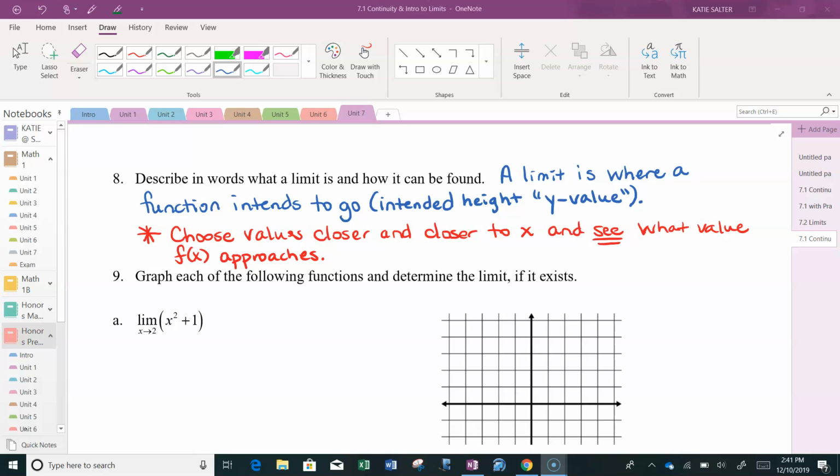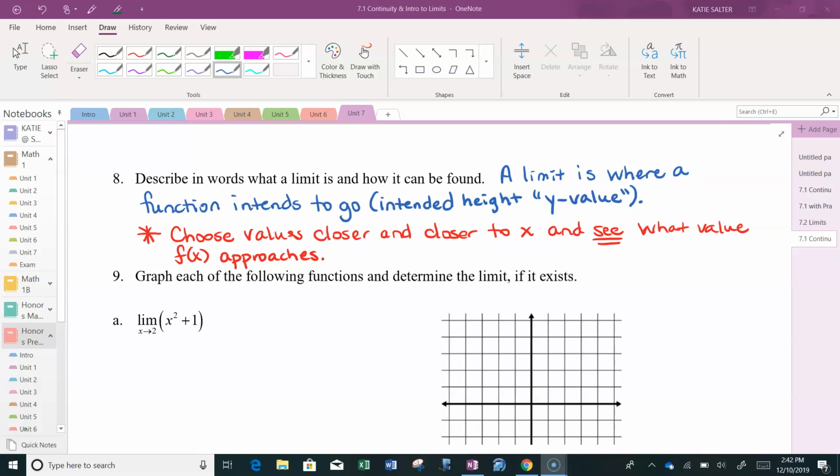All right, so describe in words what a limit is and how it can be found. A limit is where a function intends to go. In other words, it's the intended height of a function, the intended y value, what y value it's trying to get to as x approaches some specific value. So if we're looking at trying to find a limit numerically, what we want to do is choose values of x closer and closer to the x value we're trying to find the limit at, and see what y value it is approaching.